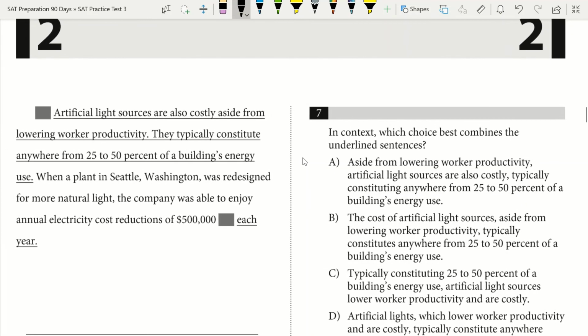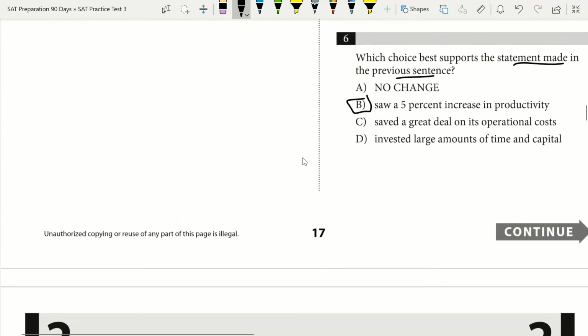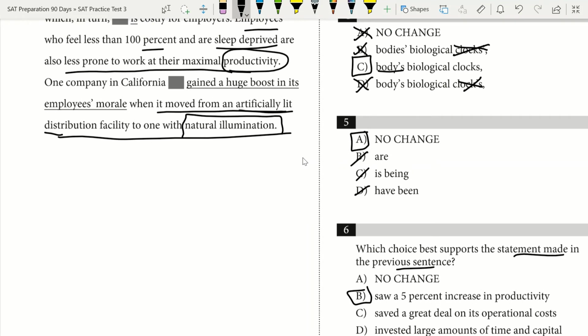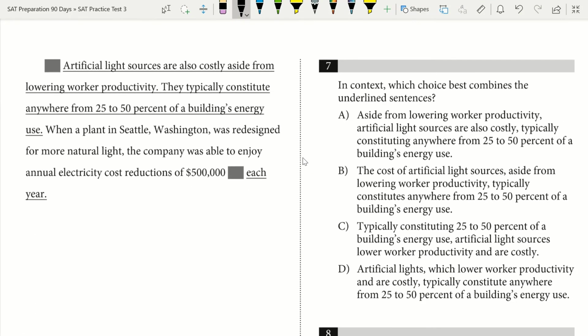So in context, which best combines the underlined sentences? We have artificial light sources are also costly aside from lowering worker productivity. They typically constitute anywhere from 25 to 30% of a building's energy use. Okay, well, what we want to do here is make sure that we're also transitioning from our previous paragraph to our new one. So I do want to take a quick look at that. I see that we ended our last paragraph talking about natural illumination. So let's go ahead and take a look.